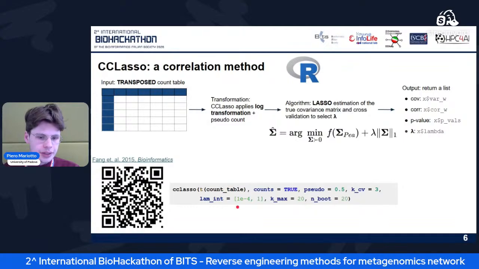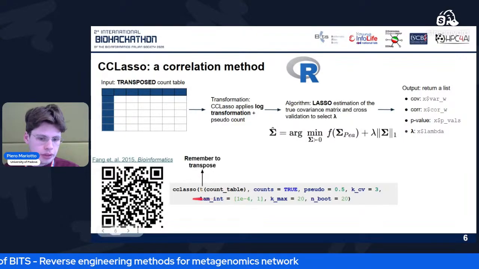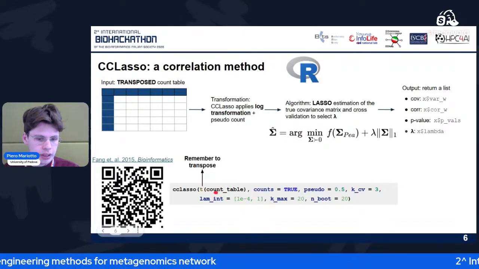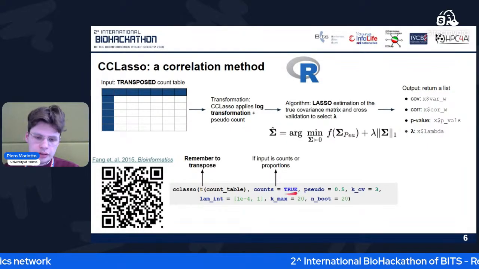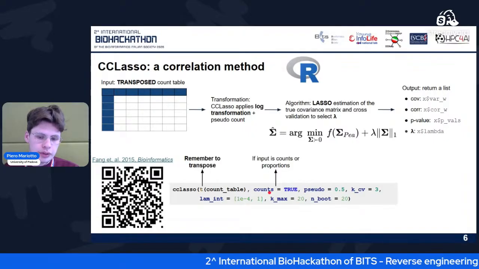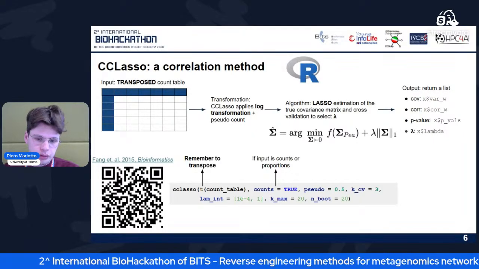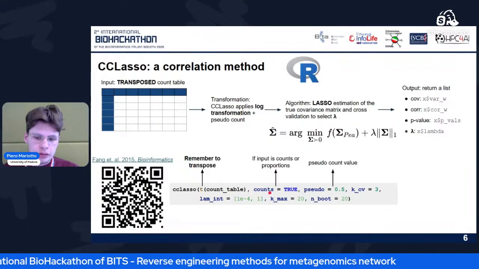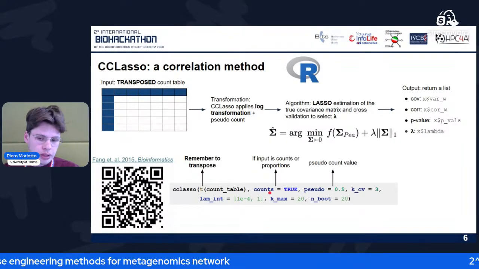This is the command that you need to run to execute CICI-LASSO. So you have your input, which is the count table. Remember that you need to often transpose it. There is a flag to say to CICI-LASSO if the input table are counts or if you have already normalized it, so to proportions. Then you can also tell the pseudo count value that you want to use.